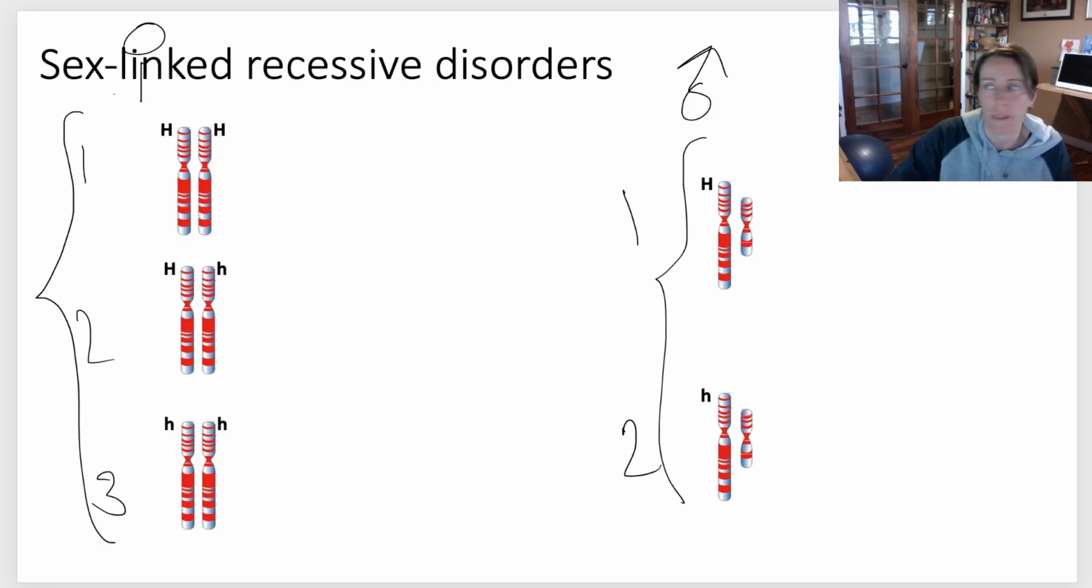How do I know these are males and females? Well, I can tell from the length of the chromosome. There's 2 X's here, 2 X's, 2 X's. So these are definitely females because there's 2 X's. Over here, there is an X and a Y because this one is much shorter. So these are boys on the right side.